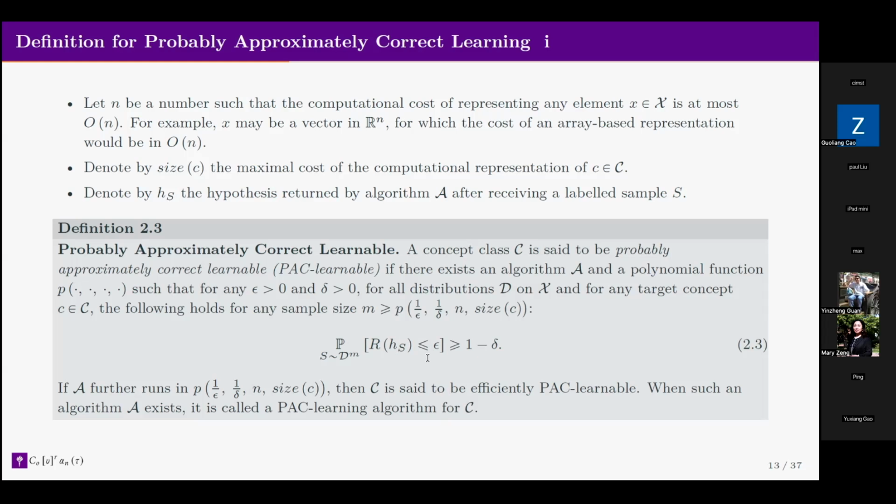So this is how we define learnable or not in mathematics. So this is the key point behind all the mysterious code or machine learning algorithms.